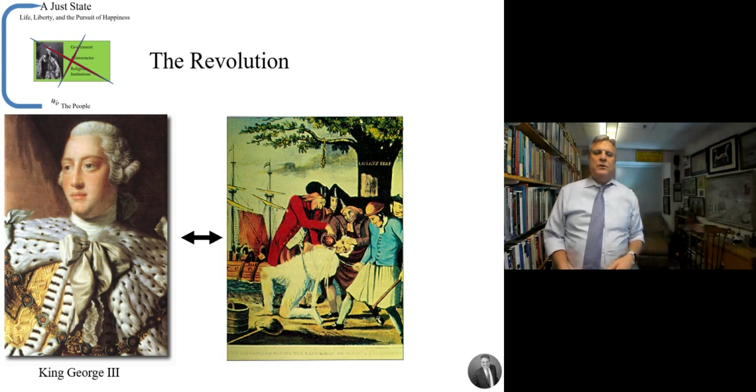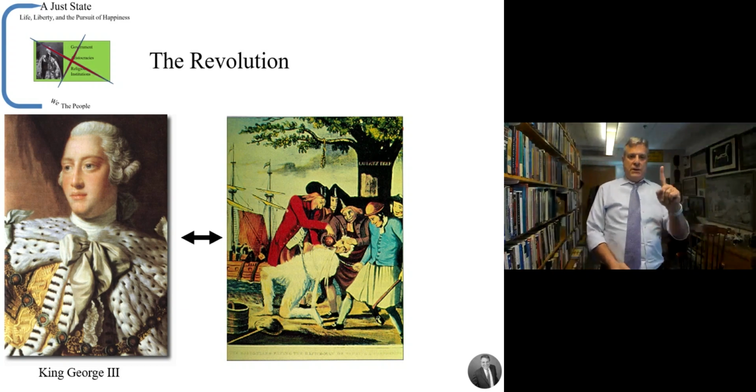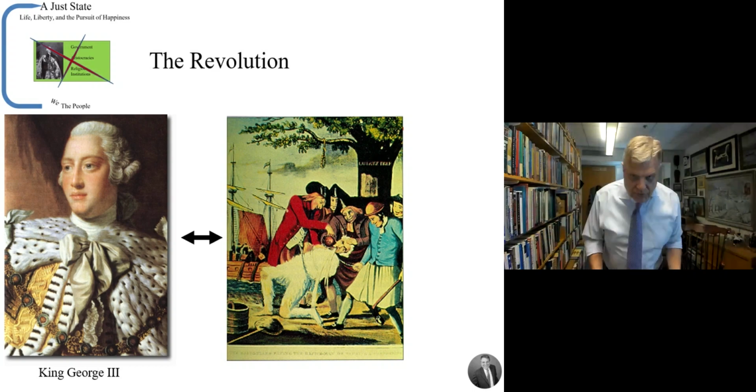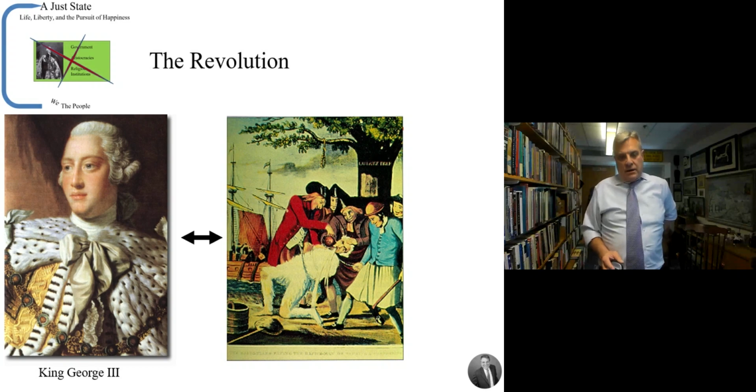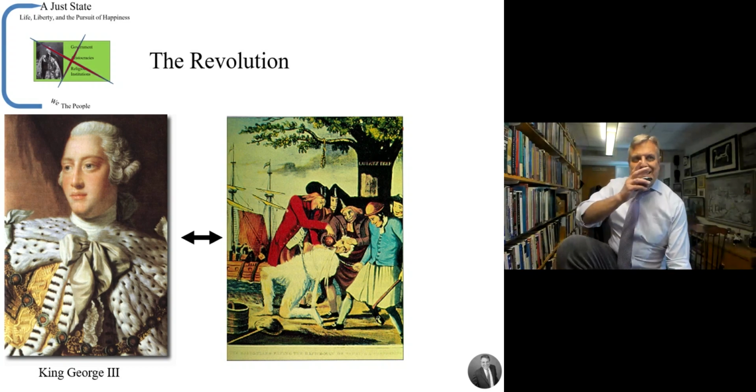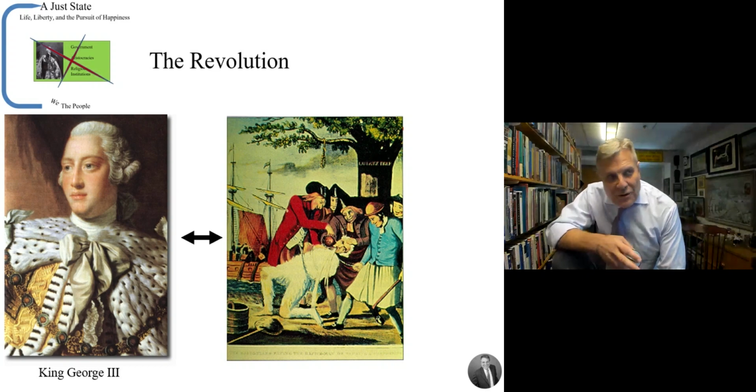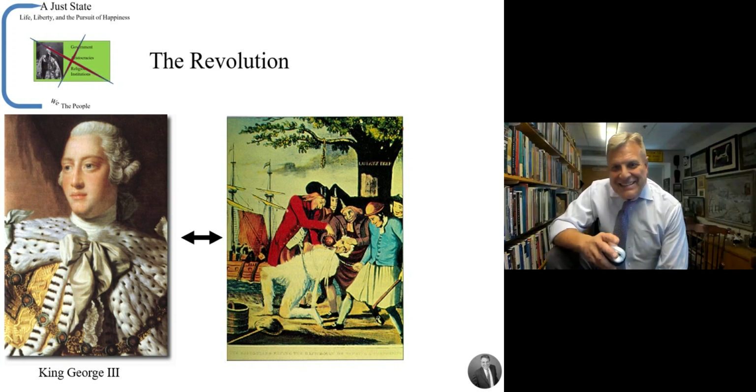Well, if King George III is one extreme, tyranny of one, what's the other extreme? The other extreme is tyranny of all, and the founders called that democracy. The founders were afraid of democracy. It was conceived of as mob rule, and you don't want democracy.